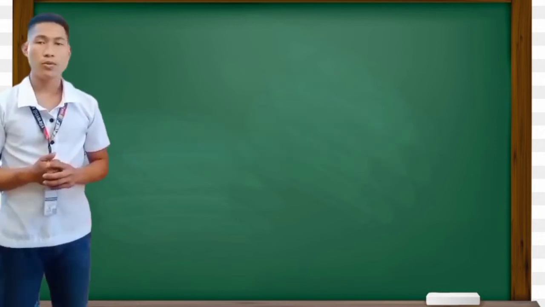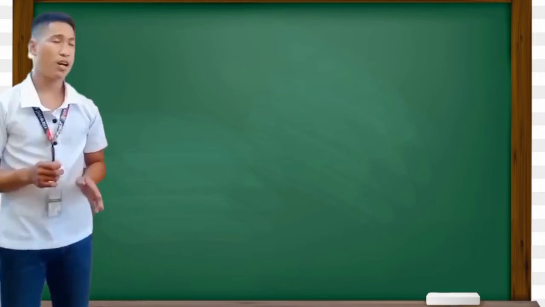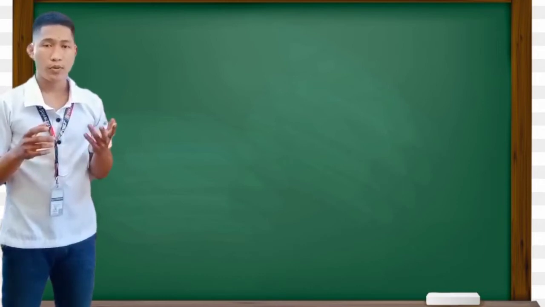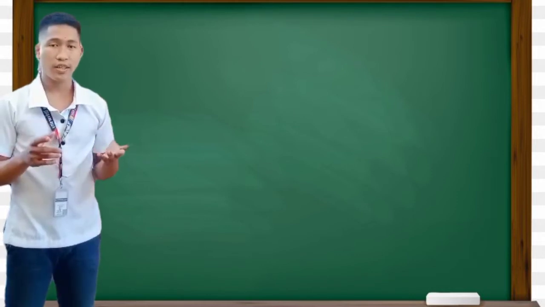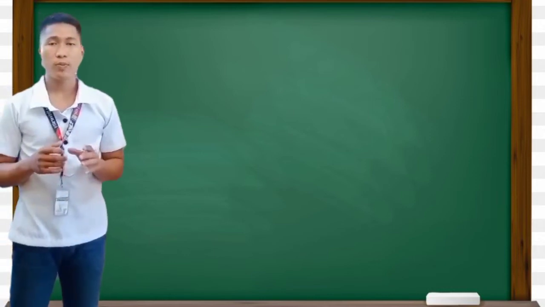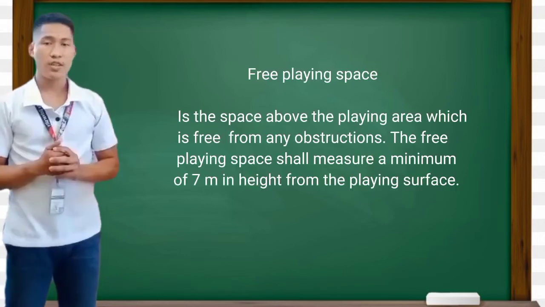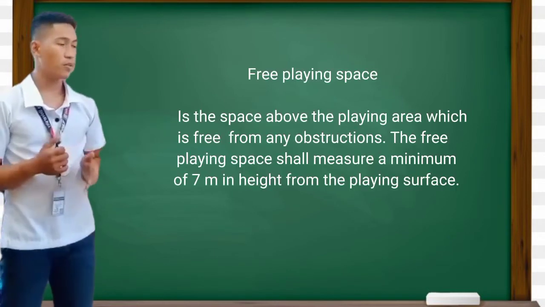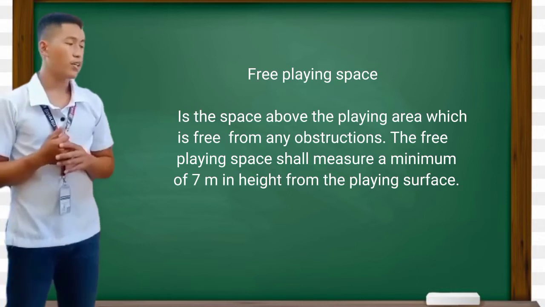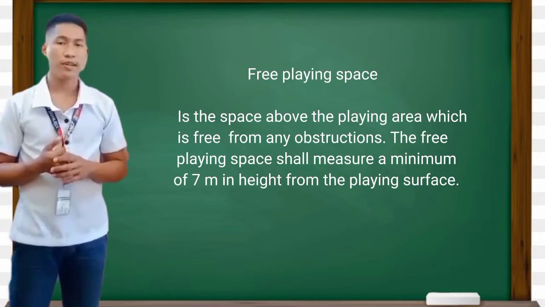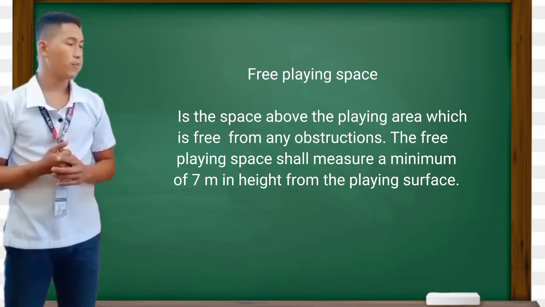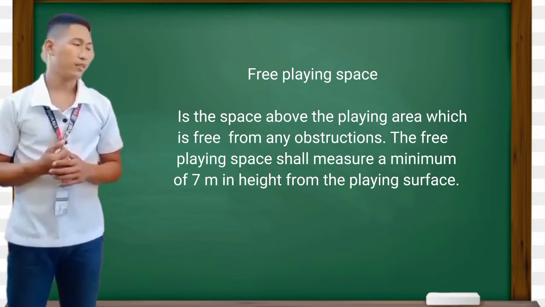So, a playing court must be 18 by 9 meters, and the playing court is where the players play. The minimum width of the play zone is 3 meters. The playing space is the space above the playing area which is free from any obstructions. The playing space shall measure a minimum of 7 meters in height from the playing surface.